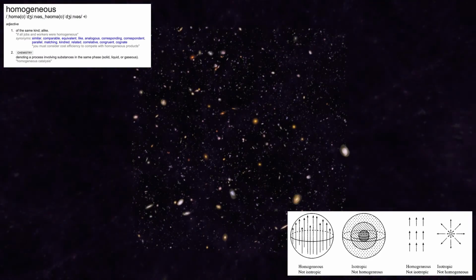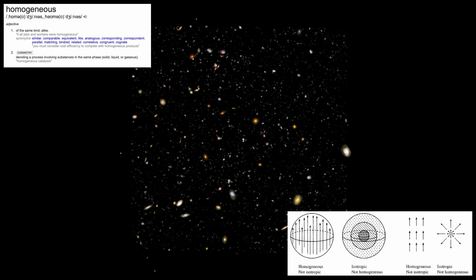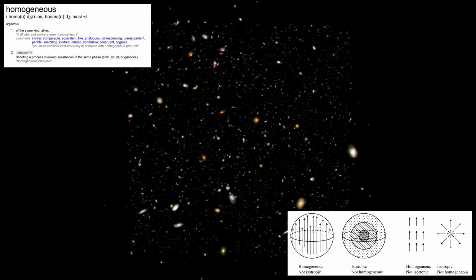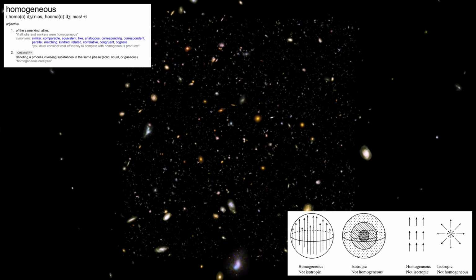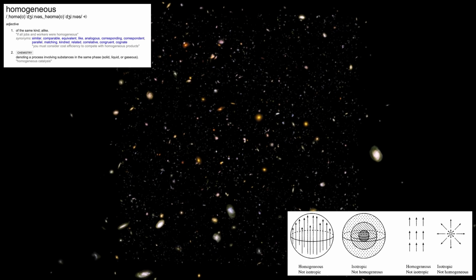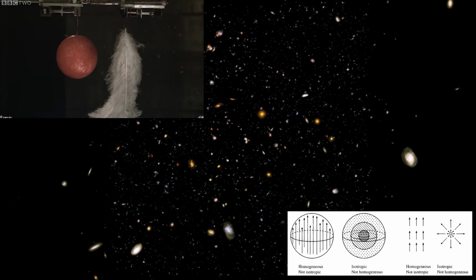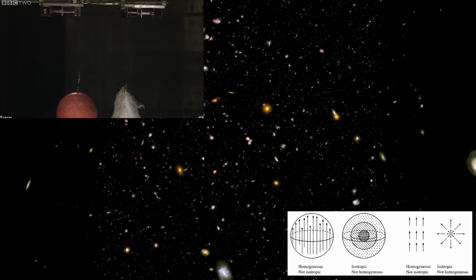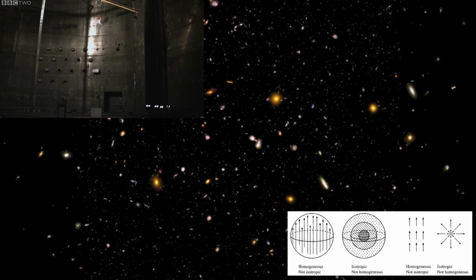So what do we mean by homogeneous? A homogeneous system has the same properties at every point. It is uniform without irregularities. A large region of a homogeneous universe looks approximately the same when compared to any other large region of the universe. Another way to state this is to say that the same laws of physics that we experience here on Earth are the same throughout the entire universe.